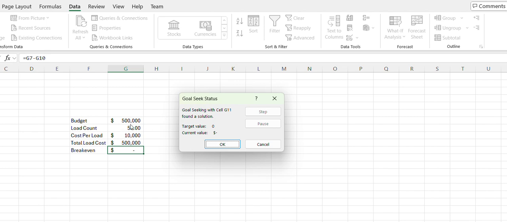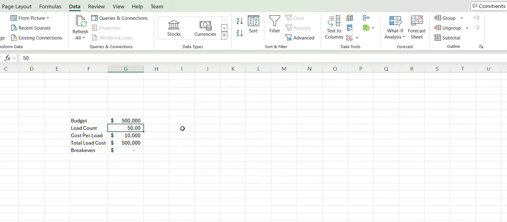Now what does this tell us? Well, it tells us that with a budget of 500,000 and a fixed projected load count of 50, we could have a cost per load as high as $10,000 and still break even, right? So we know now that if the load count doesn't change, we can pay our vendors $10,000 per load and still break even. So very helpful threshold checking before going into something like a negotiation with these third parties. Or again, if you're firming up the budget, right? This is the kind of quick analysis that you can play with something like Goal Seek.